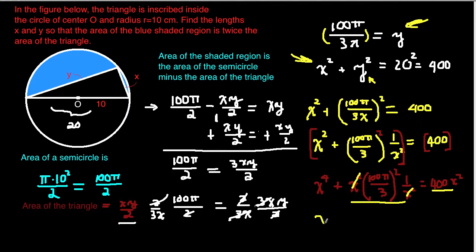I have x to the fourth plus 100 pi divided by 3 squared is equal to 400x squared.